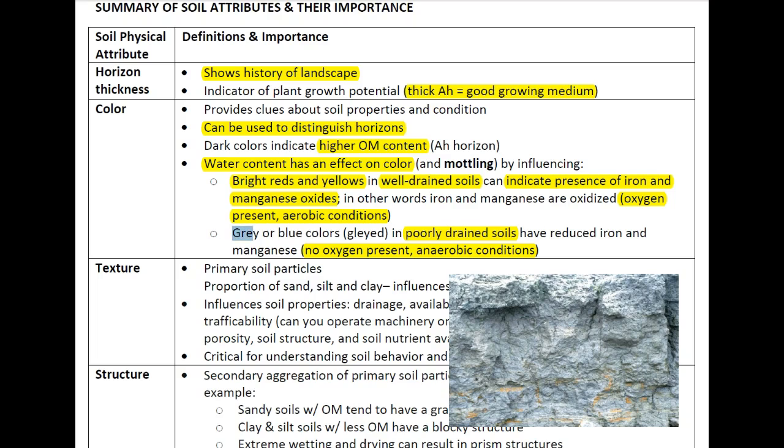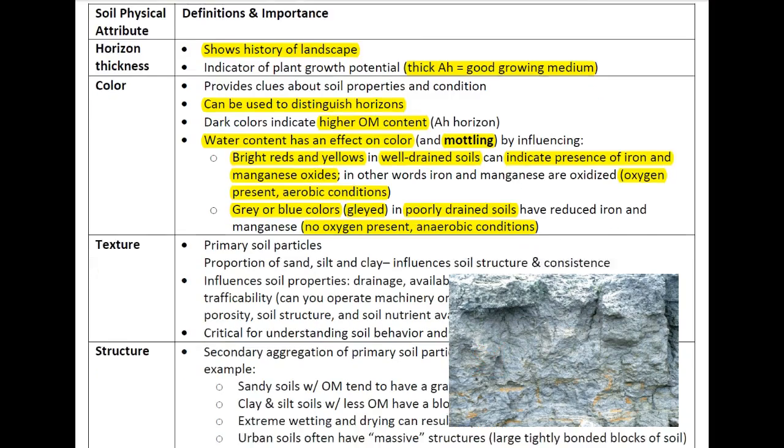What's generated are gray and blue colors. We call these gley colors. The other thing you'll often see are mottles: the nice red colors in the contrasting gray.